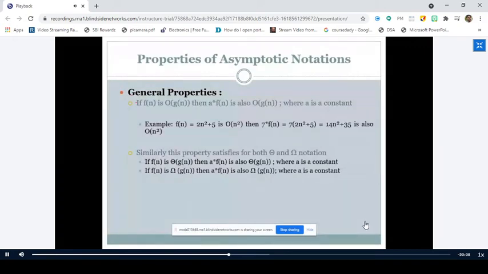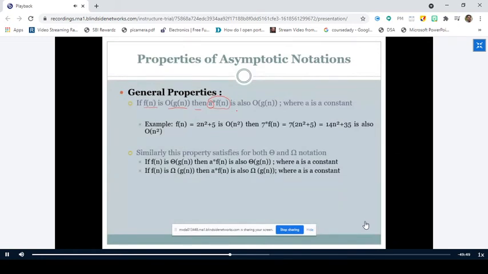So now we are going into some of the general properties of these asymptotic notations. So the first property is if f of n is big O of g of n, then you multiply this f of n with a constant. A is nothing but a constant. Can you see the screen?